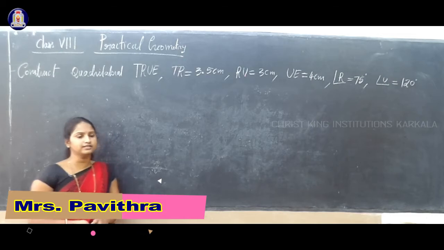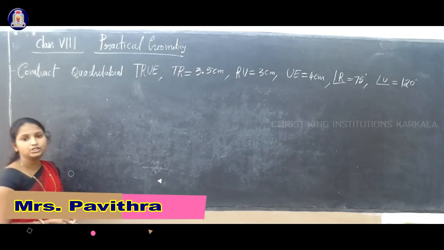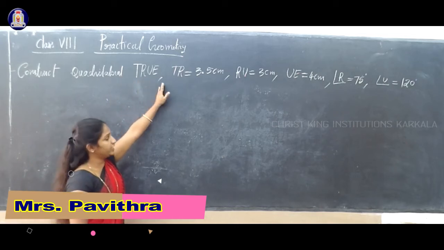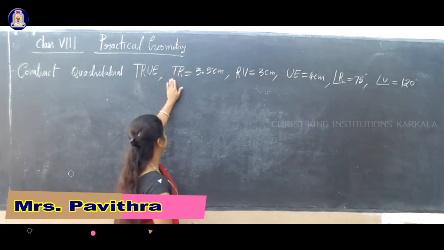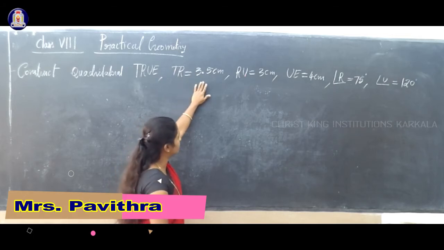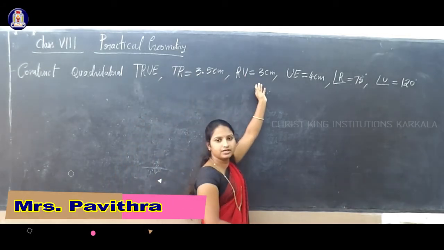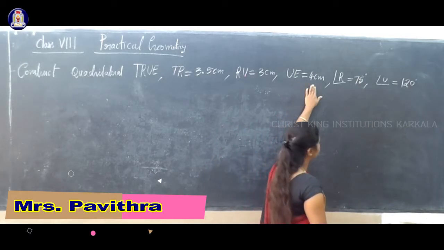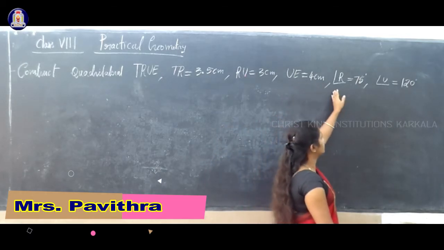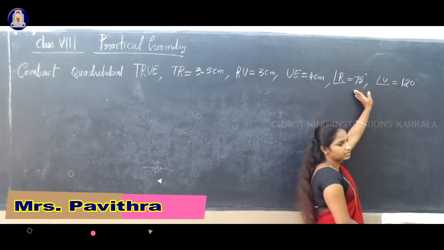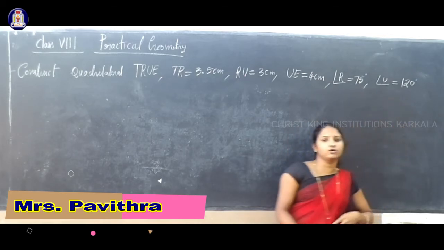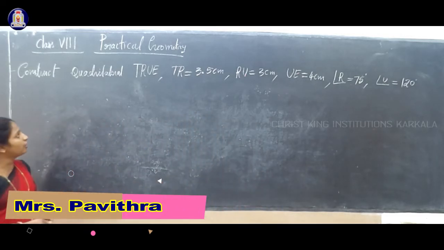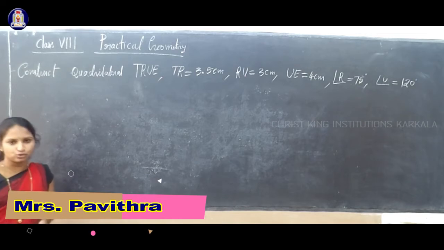Okay. The next question is: construct a quadrilateral TRUE. In this, the length of side TR is given, that is 3.5 centimeter, and RU is given 3 centimeter. Then the length of side UE is 4 centimeter. Then angles are given: angle R is equal to 75 degree and angle U is equal to 120 degree. Clear? Now you have to construct quadrilateral TRUE.